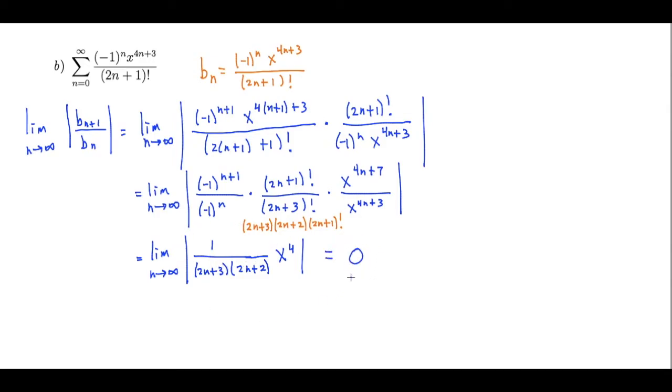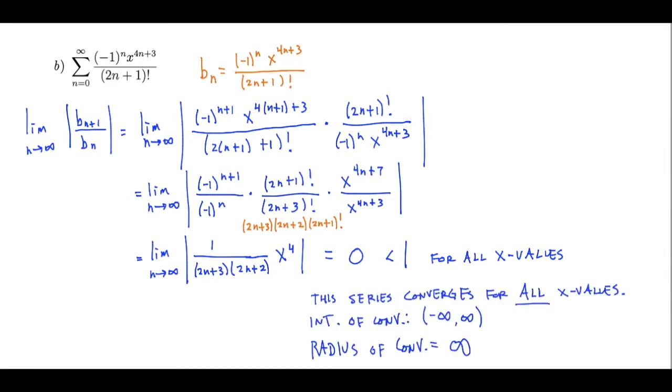And notice that this is true no matter what the x values are. Since 0 is less than 1 for all x values, that means that this series will converge for all x values, because the ratio test asks whether this limit will be less than 1. Therefore, we can conclude that this series will converge for all x values. Another way of saying that is that my interval of convergence will be from negative infinity to infinity, or I could say that the radius of convergence is infinite. Let's go ahead and take a look at the next example.